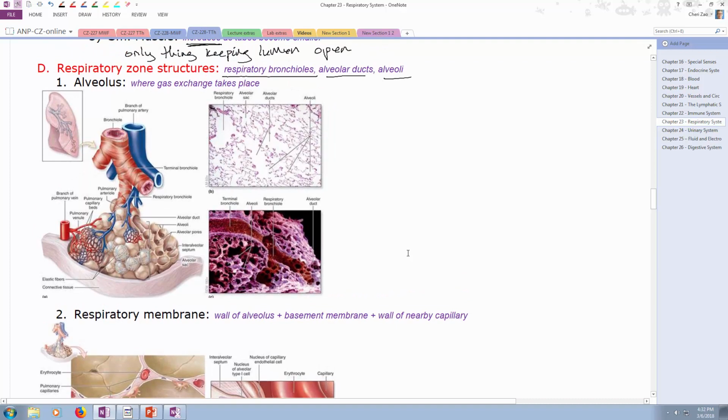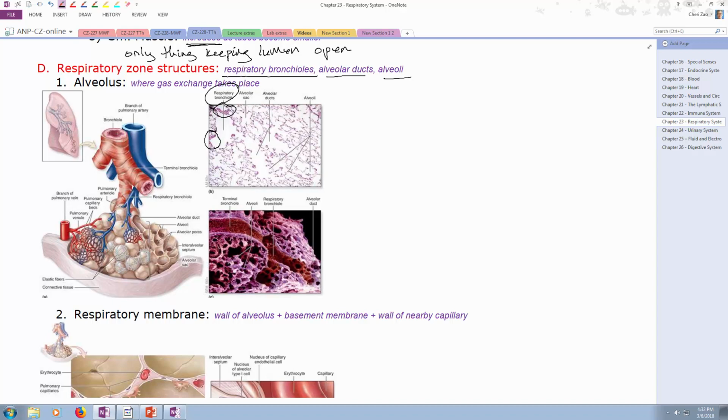Taking a look at the histology. The reason this is called a respiratory bronchiole is there's stuff that's actually part of the wall. So a respiratory bronchiole still has some mucosa that has some structure to it and even some smooth muscle. So we have some thickness there.